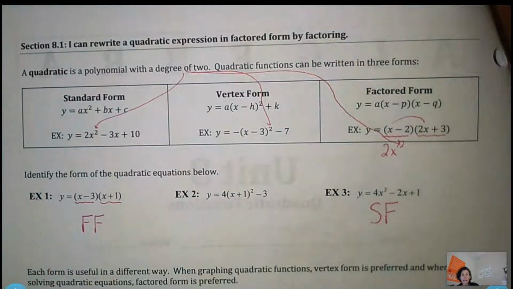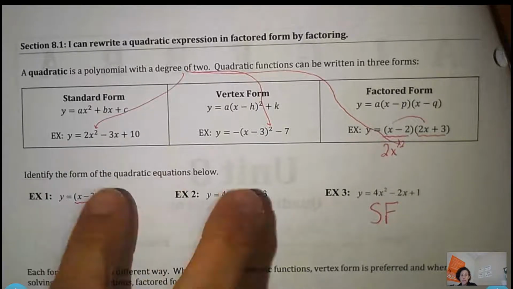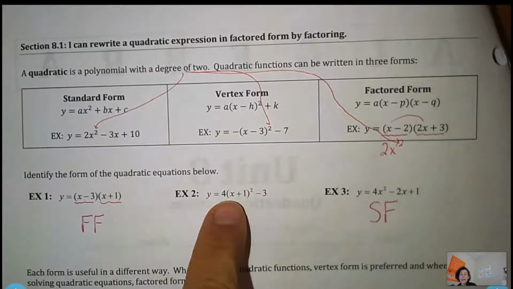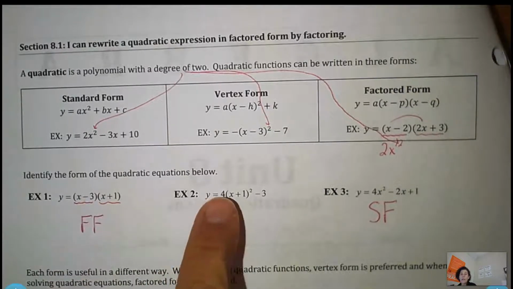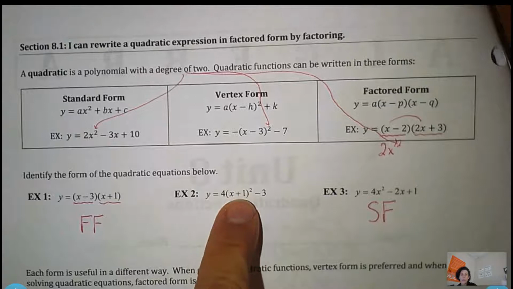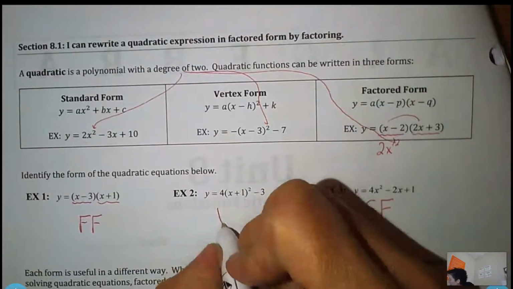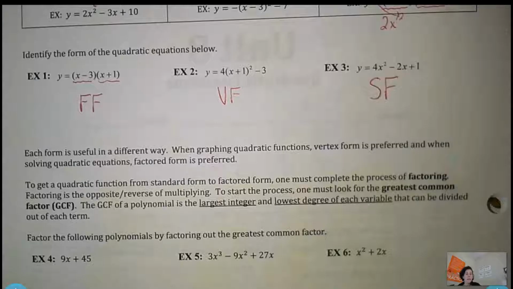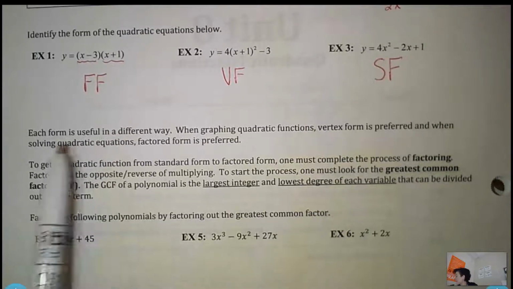And then finally, our last form is called vertex form. So the big difference is that factored form has 2 factors and you don't notice the squared, and in vertex form, you notice the squared. All right? So sometimes people confuse these because they both have parentheses. All right, so just kind of summing up what's here.